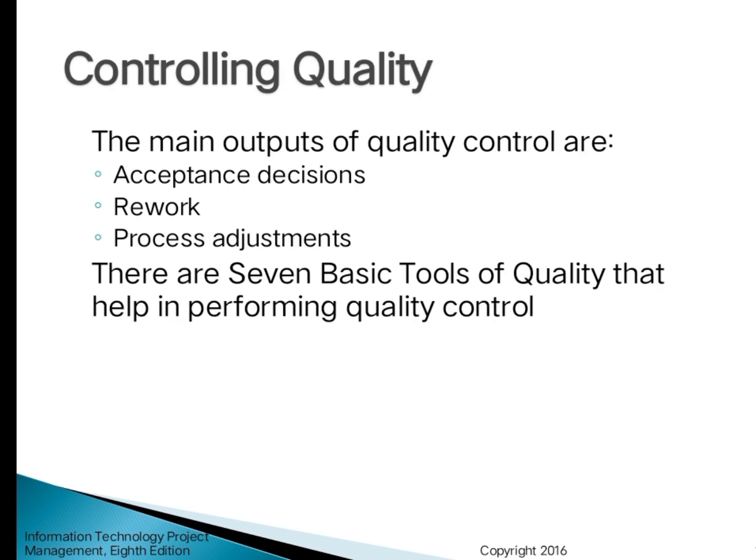So, what do we mean by controlling quality? The main outputs of quality control are the acceptance decision, rework, and process adjustment, and then these are the seven basic tools for quality that help in performing quality control. So, what does quality control mean? Quality control means how a company measures product quality and improves it if it needs to be.